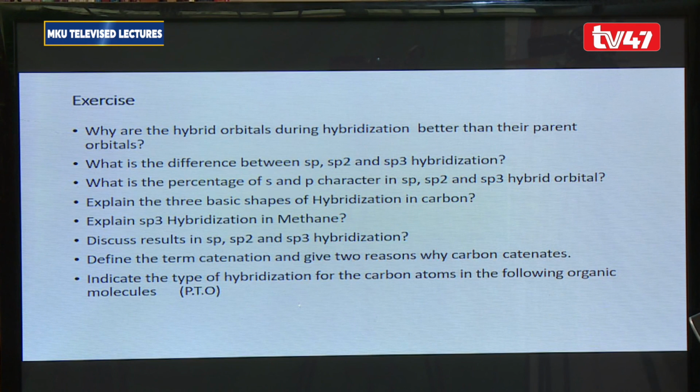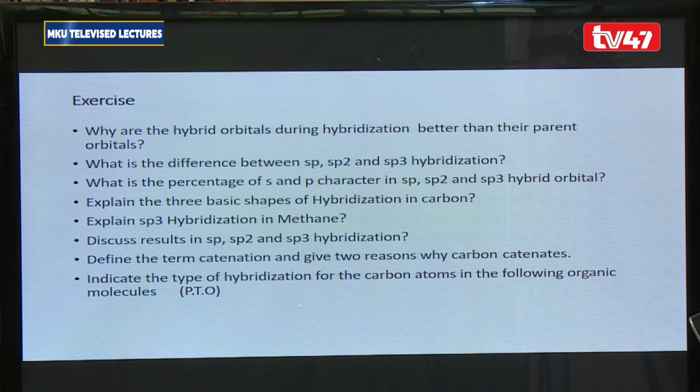And then, the next question is explain sp3 hybridization in methane. Another question you should be able to answer is discuss the results in sp2 and sp3 hybridization. Now a question on introduction: define the term catenation and give 2 reasons why carbon catenates.